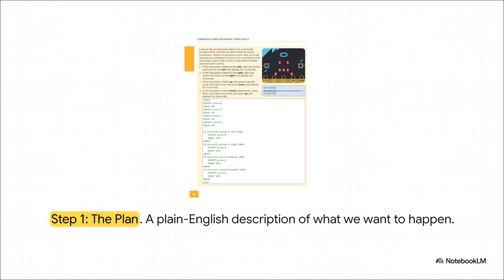Now, before developers write a single line of real code, they usually make a plan. And that plan is called pseudocode. It's really just plain English that lays out the logic. So for this little compass program, the plan is simple. If the microbit is tilted left, then show an arrow pointing left. See? It's just the blueprint.